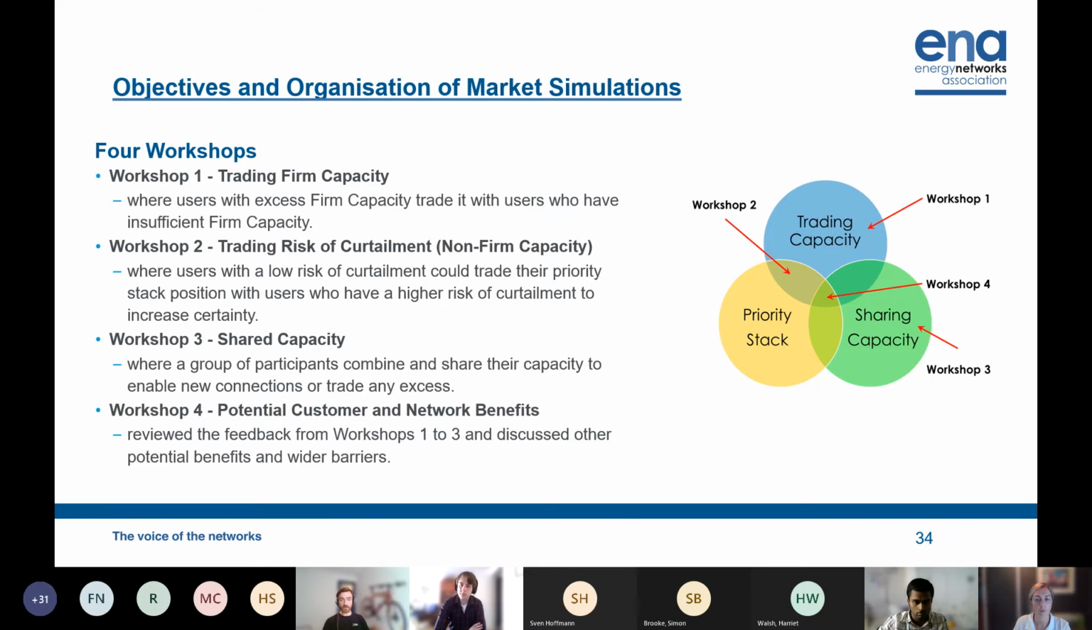We also had Workshop 3, which considered shared capacity, where a group of participants agreed to combine their firm capacity and non-firm capacity and create a collective shared capacity. And then finally, Workshop 4 considered the potential customer and network benefits, where participants reviewed the feedback from Workshops 1 and 3 and identified any potential barriers or benefits.